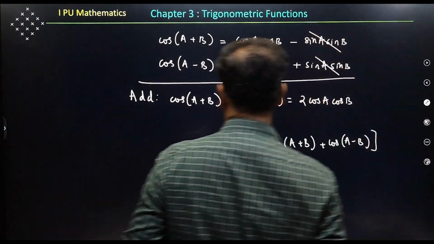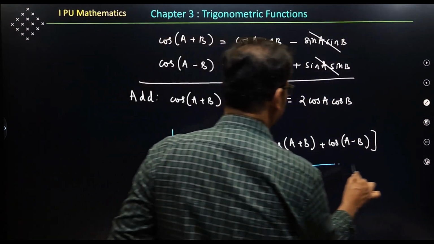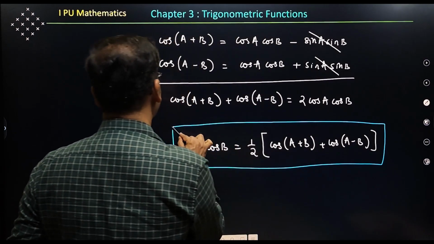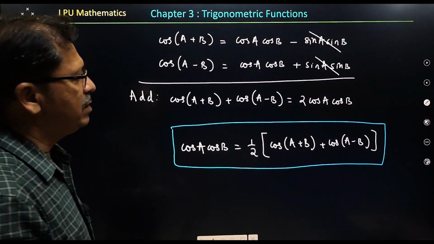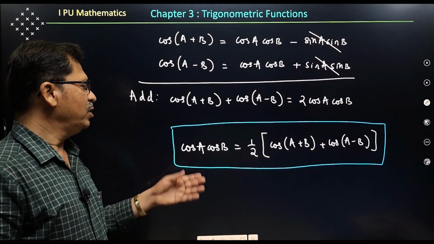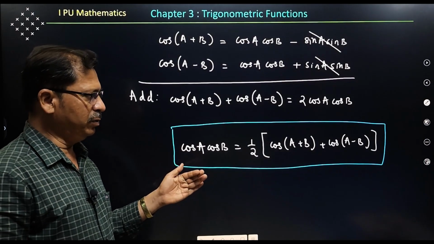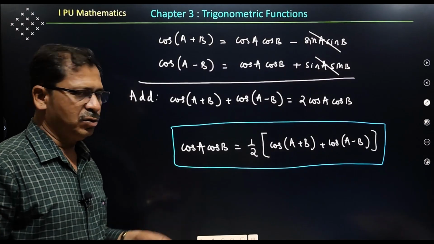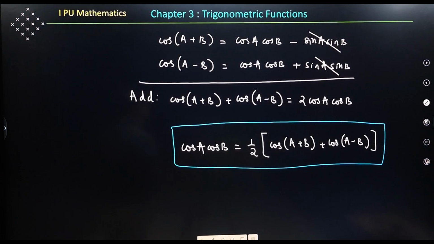Now this is the third result. I think it is, yes, it is the third result here. Cos a cos b equal to 1 by 2 into cos of a plus b plus cos of a minus b.